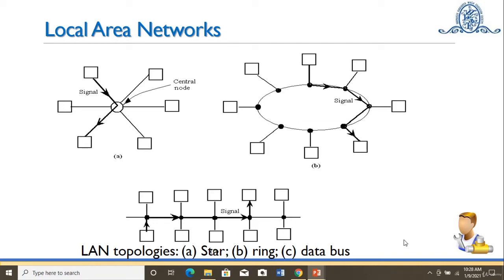So after point-to-point link, now the next type of network is local area network. There are different network topologies such as star, ring, data bus. So network topology is the arrangement of multiple optical fiber transmission lines in an optical network. So let us see the details of these topologies.